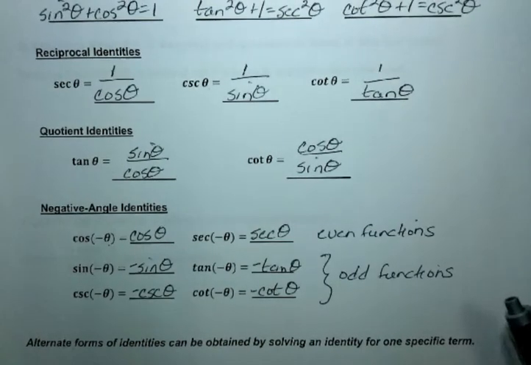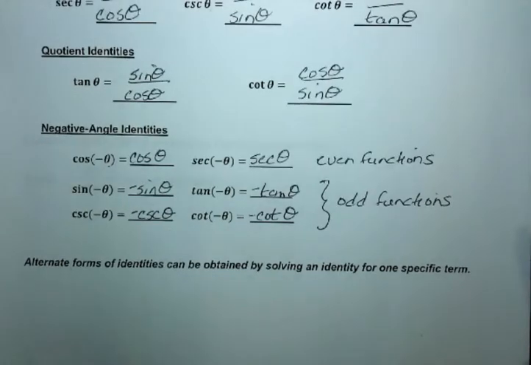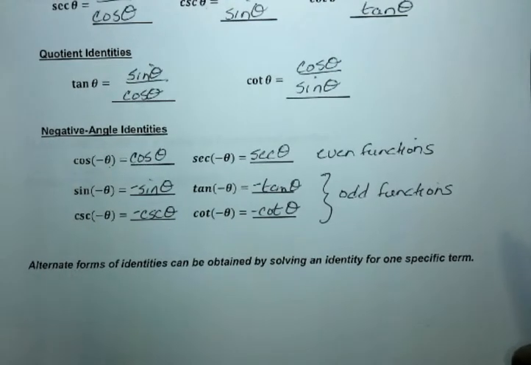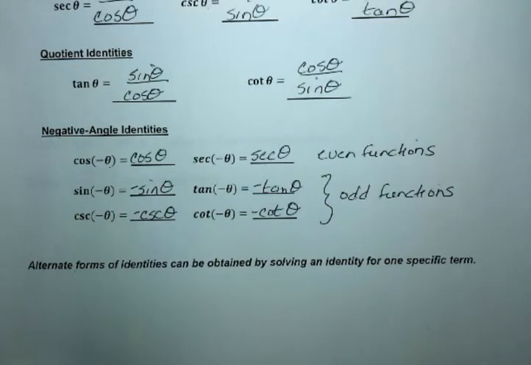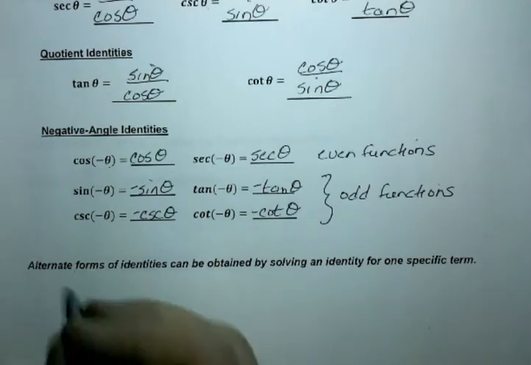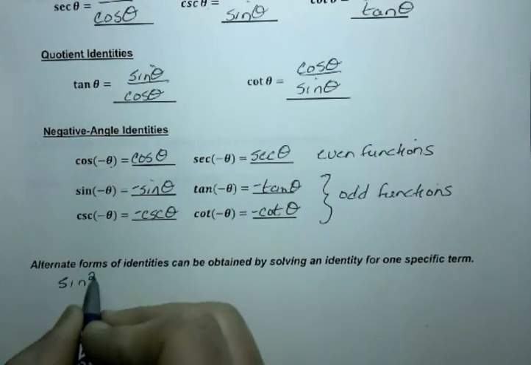Another thing that we'll be using a lot is alternate forms of identities. If we take one of these identities up here and solve it for a specific term, we can get an alternate form of the identity, and that's something that we might want to use in different places. Let's look at an example of this.